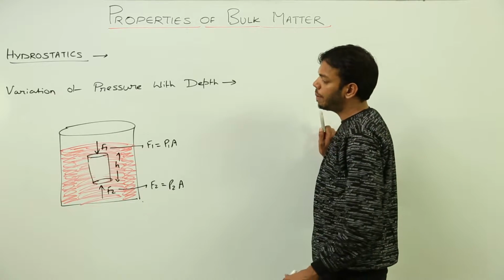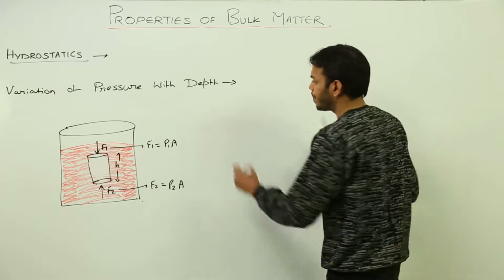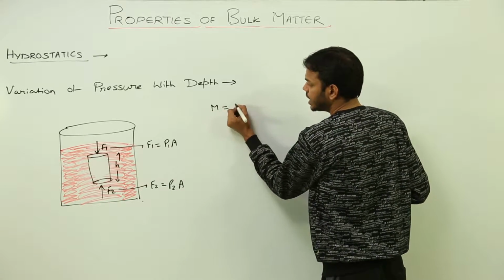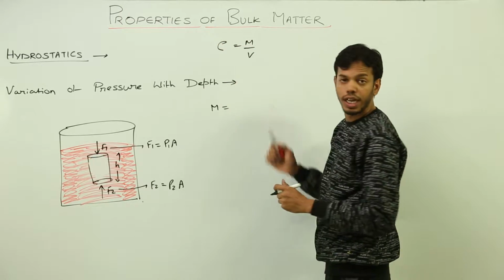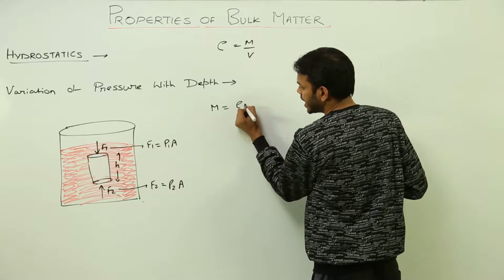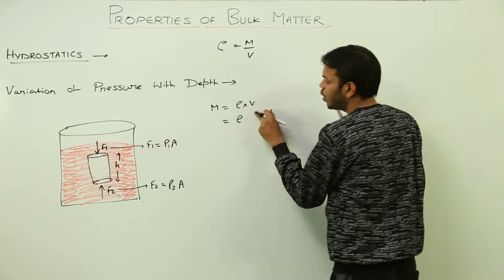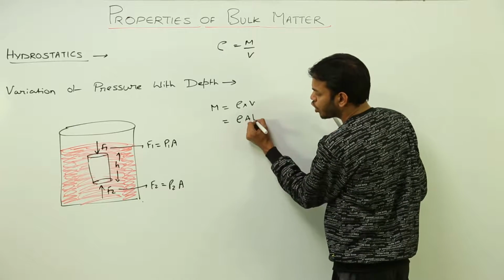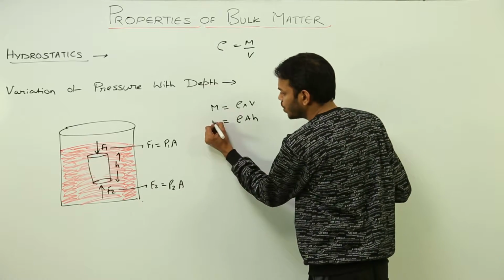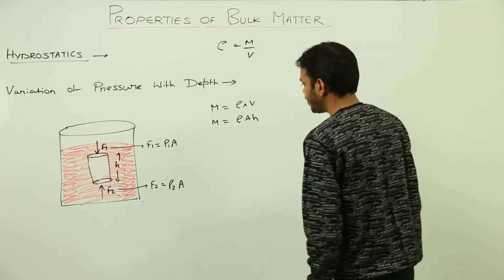What would be the mass of this imaginary liquid column? Density is mass per unit volume, which means mass is equal to density times volume. What is volume? Area of cross section times length, so area of cross section times height H. This would be the mass of this liquid column.